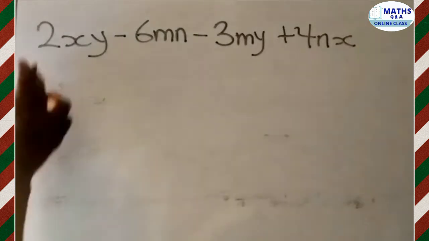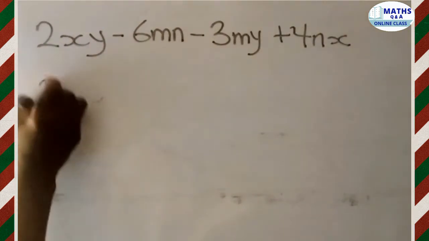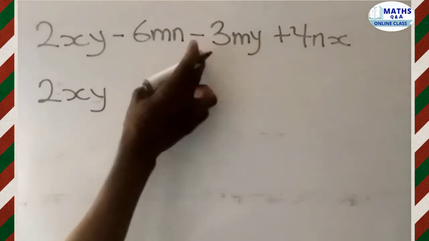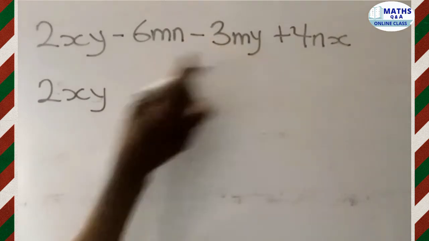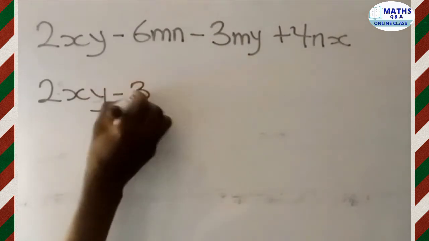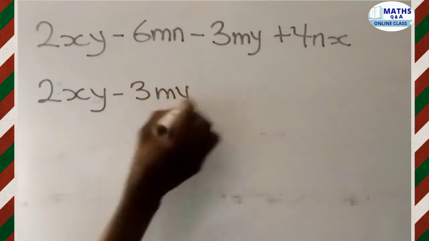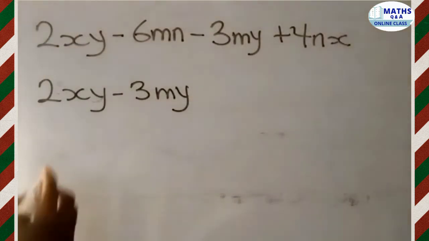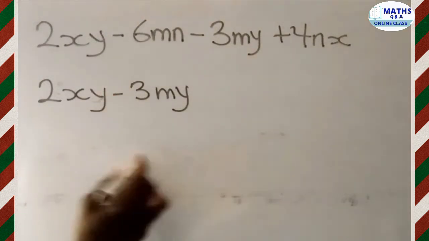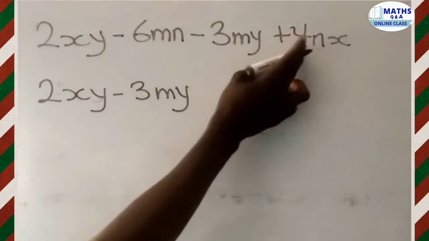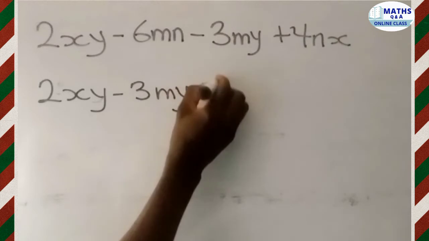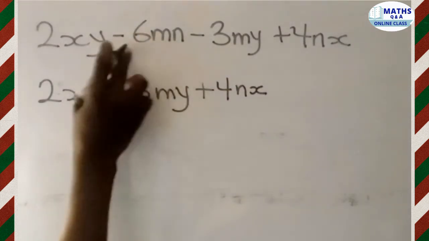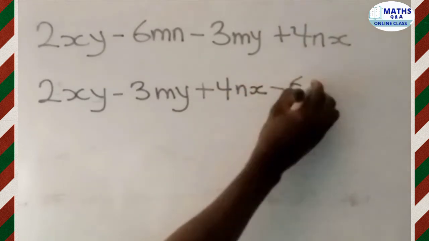So let's take it as I want to first write the 2xy. So 2xy, and I want to continue it with the negative 3my. Since it didn't cross any inequality or equal to, it is still negative. Now the next one I want to write is 4nx, which is positive here, and then I follow it by the negative 6mn.